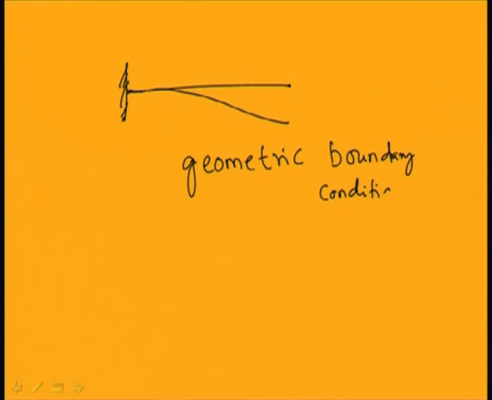The bending moment and shear force are 0 at the other end. So you have seen there are two different types of boundary conditions available. One is the geometric boundary condition, and the second one is the force or natural boundary condition.